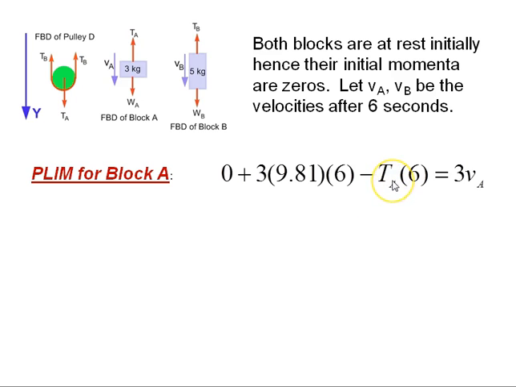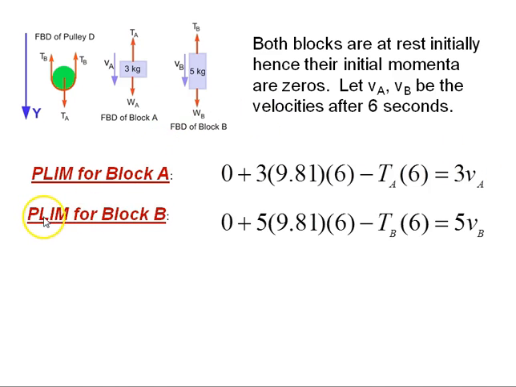Similarly, the impulse contributed by TA is minus TA multiplied by (T2 minus T1), that is 6. The reason why we have this negative sign is we took y to be positive downwards, whereas this TA is acting upwards. We need to note this very carefully. If you put plus TA into 6, the solution is going to be incorrect.